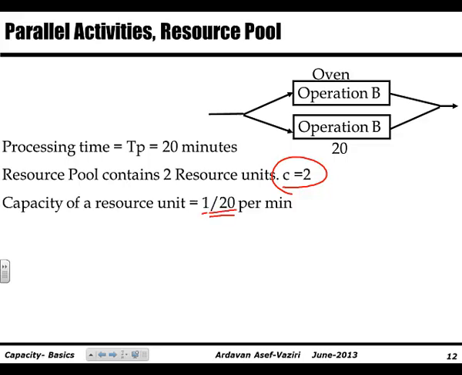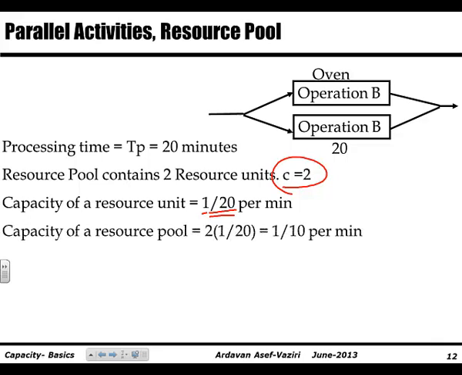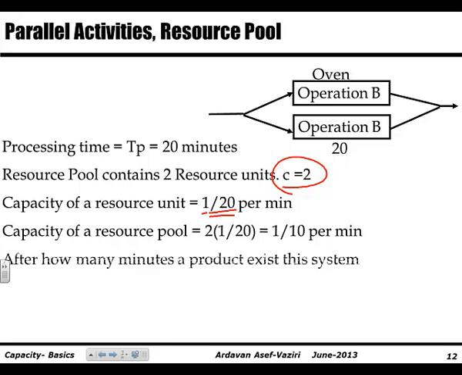If capacity of one of them is 1/20 flow units per minute, capacity of two of them is 2 times 1/20, which is 1/10 per minute. That is the capacity of this operation, 1/10 units per minute, or if I multiply it by 60, that would be 6 units per hour. Now we want to compute the new capacities and new cycle time.